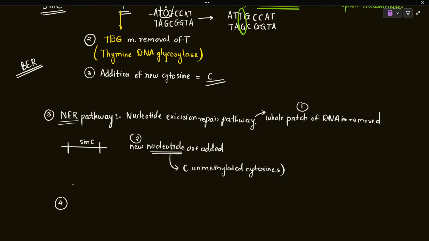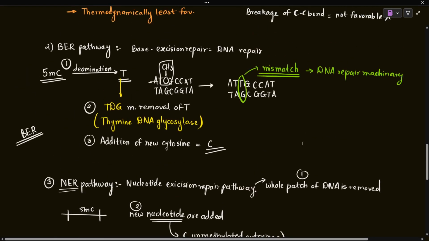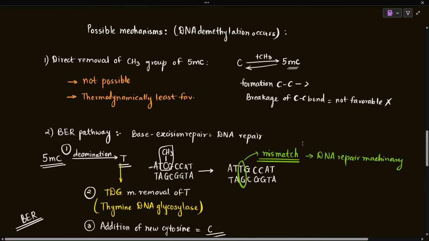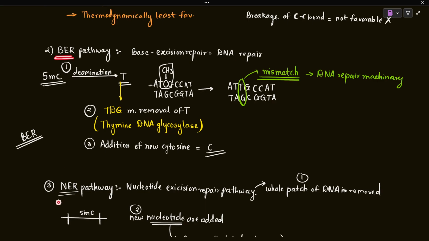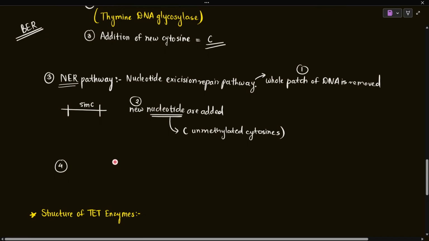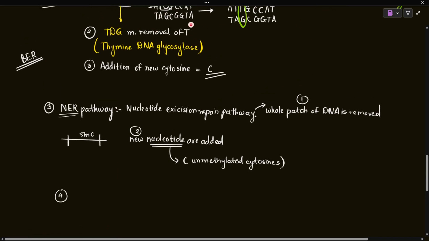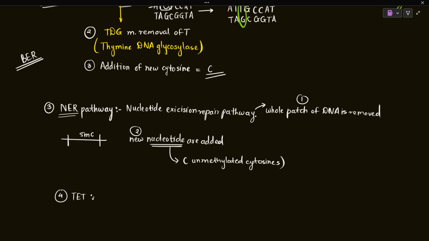The fourth pathway. Among those pathways, the first, direct removal, was not possible. The base excision repair and nucleotide excision repair pathways are DNA repair pathways, which require DNA repair machinery. The fourth pathway doesn't require anything else. Rather, it is a very recently studied thing, discovered by scientists when they got to know about TET proteins.